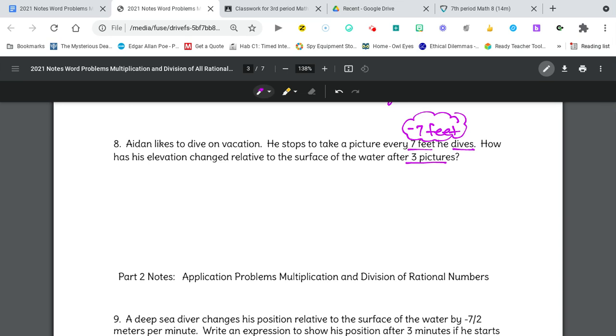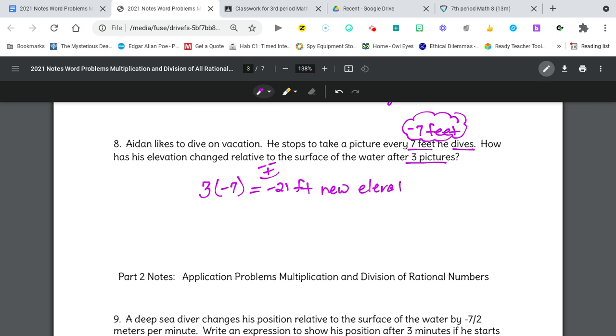All right, but how many times does he stop? He says he stops to take a picture every 7 feet. Okay, so he's taking 3 pictures. So he's going to stop 3 times. Here you just multiply. He's going to stop 3 times, so I get negative 21 feet. It's going to be his new elevation.